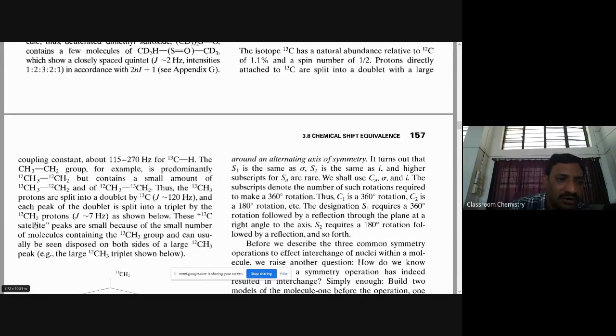Okay, so this compound here is CH3 CH2. In that compound, there are C13 CH2 as well as C13 CH3 groups. So you mention here CH3, here is the C13, here is the C13. And its natural abundance is very, very low, and that's why the coupling constant value is more. While in the case of C12, the coupling constant value is near about 7 Hertz. All of you understand this one?